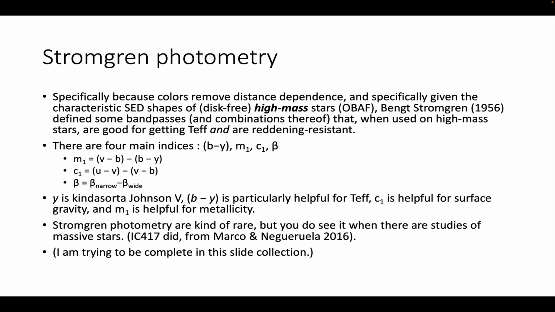All right, and then just for completeness' sake, there are some places where you can find Stromgren photometry, specifically because colors don't have this distance dependence, and specifically because of the high mass stars like OBA and to some extent the Fs. Bengt Stromgren came up with some specific bandpasses and combinations of them, which are really, really good for figuring out the effective temperature and our reddening resistance. And so they have these combinations. It's kind of rare to find it, especially for those of us who study the lower mass stars, but you do see it sometimes, especially when people are looking for the high mass stars. And one of my NITARP teams did have this, which is why I have this slide at all. I just leave it in for completeness.